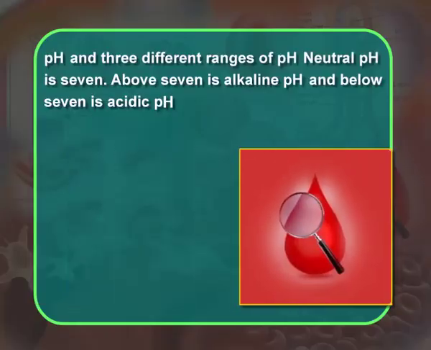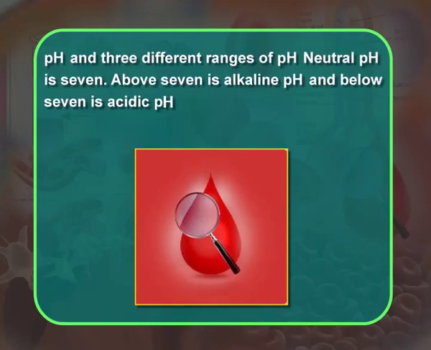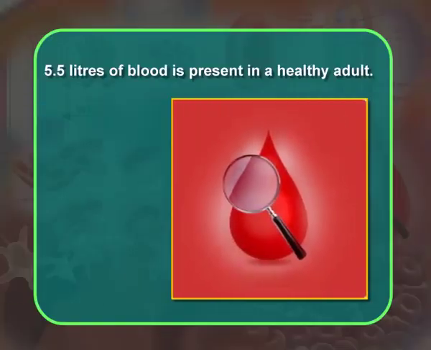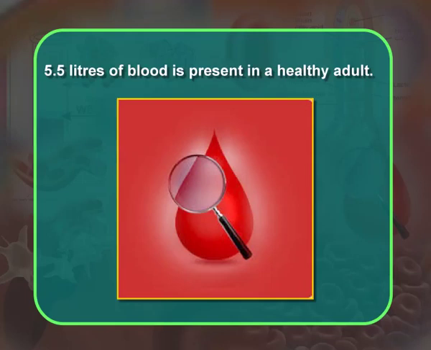You must already be aware of the concept of pH and the three different ranges of pH. Neutral pH is 7, above 7 is alkaline and below 7 is acidic pH. Blood has a slightly alkaline pH of 7.4. Now, can you take a guess how much volume of blood is present in your body? There are 5.5 liters of blood present in a healthy adult.